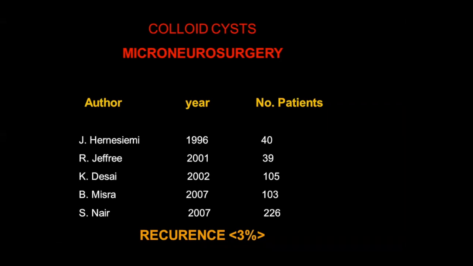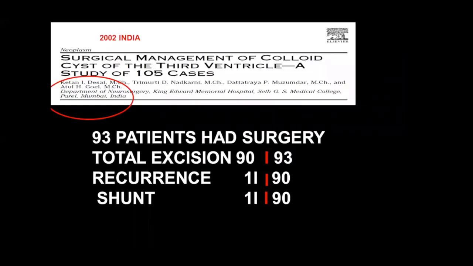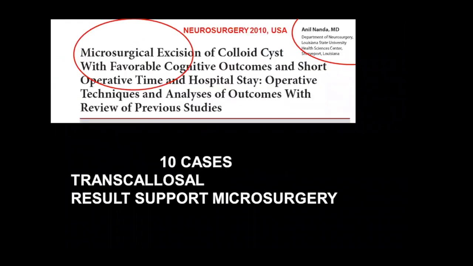We are talking about microneurosurgery. These are some of the authors that published, especially Nesemeni from Finland, and others, of course. This is a paper I cherish by Atul Goel, my friend, from India, who reported about 105 cases. 93 had surgery. He achieved total excision in 90 out of 93. He had recurrence in 11, and he had to put in a shunt in 11. But he did not put a shunt up front, and this is my message: don't put a shunt up front unless you have to.